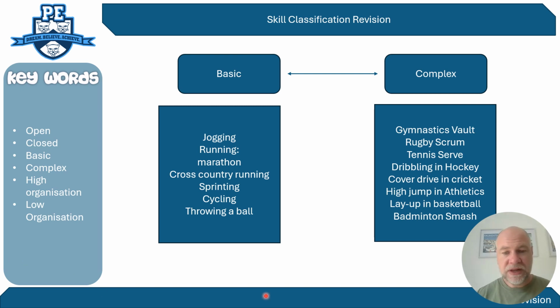Okay, so we move on now to basic and complex skills. Now, a basic skill is a relatively simple skill. It's a skill that can be transferred across multiple sports, whereas a complex skill is one that is more difficult and is usually a bit more sport specific. So the examples the exam board give are things like running, jogging, different forms of running, such as jogging, marathon running, cross-country running, sprinting. So any running action.